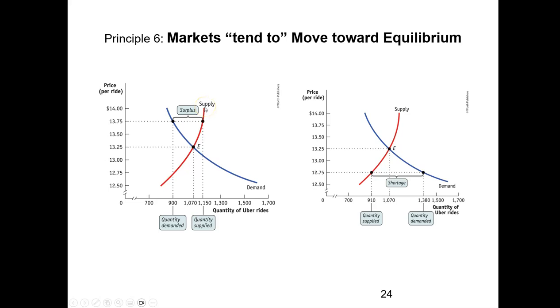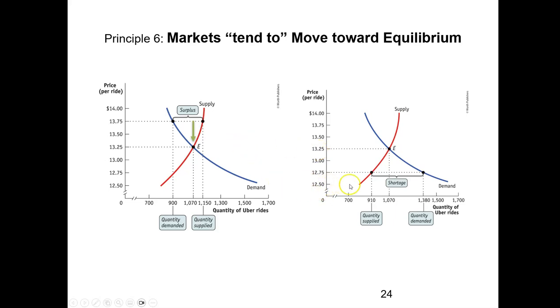riders driving around that don't have any customers because there aren't enough customers able and willing to pay $13.75. So the existing drivers are likely to start lowering their prices, and as they lower their prices, it'll attract some more people, and we'll keep moving until we move towards that equilibrium. So prices try to adjust to get to equilibrium.